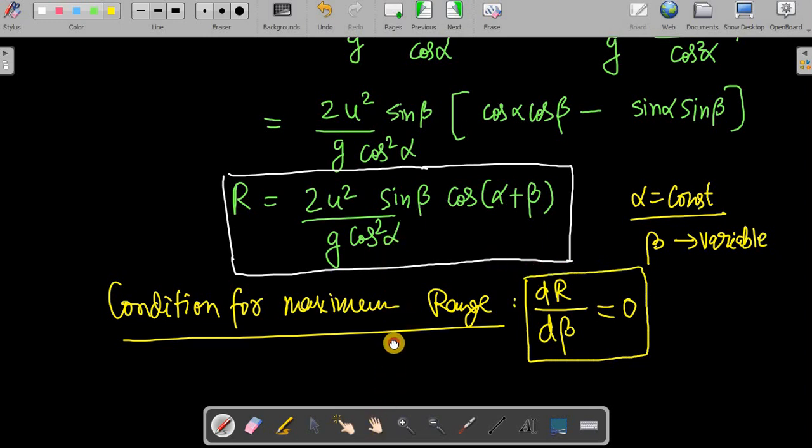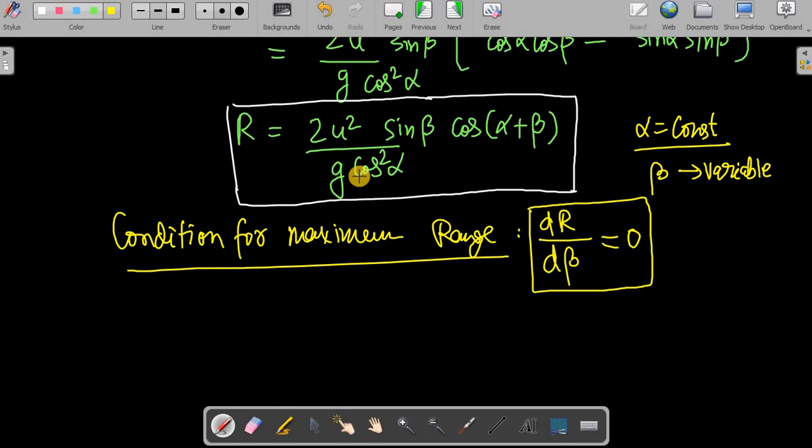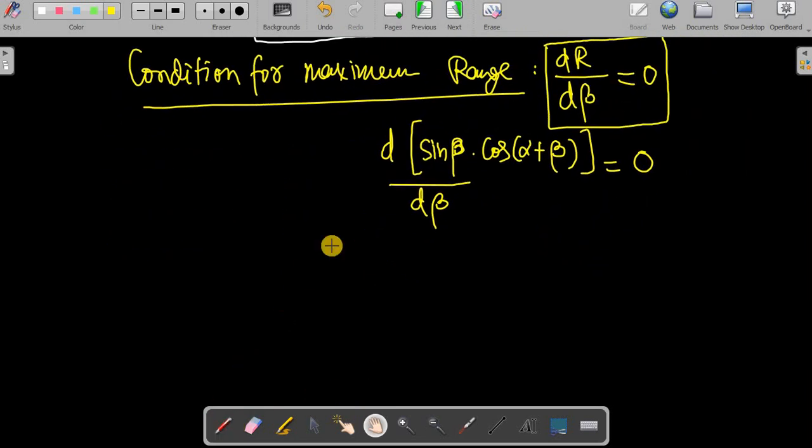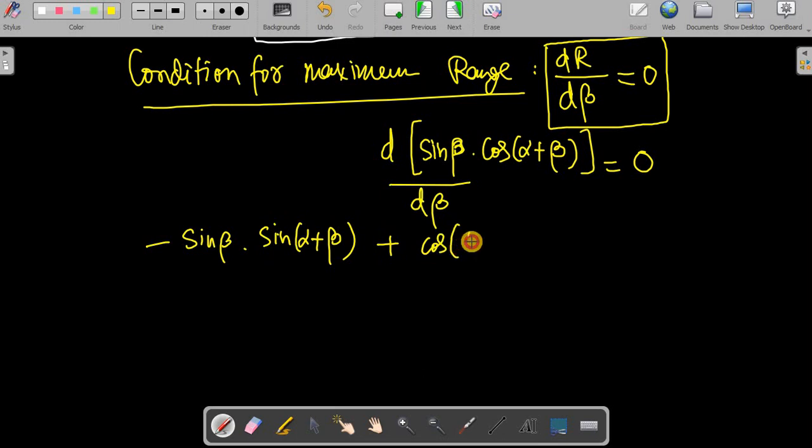So if you apply this condition, you will certainly get here, 2u square by g cos square alpha is out, so they are constant. Then you need to differentiate sine beta into cos alpha plus beta with respect to beta, is equal to 0. So if you differentiate this, what do you get? You can apply UV rule. So leave sine beta into differentiate cos. Cos becomes minus sine. So it will become minus sine of alpha plus beta. Similarly, if you leave cos alpha plus beta, then sine will become cos beta, is equal to 0.